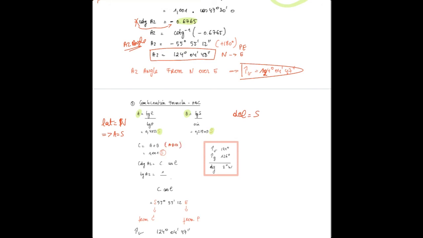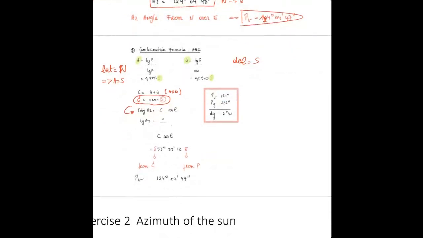That's what we do. We add A to B, and then we get for C this value here. Okay, and then if you add that into this formula, again, you obtain a quadrantal value for your azimuth. Okay, and the quadrantal value will be south from C, east from the east.